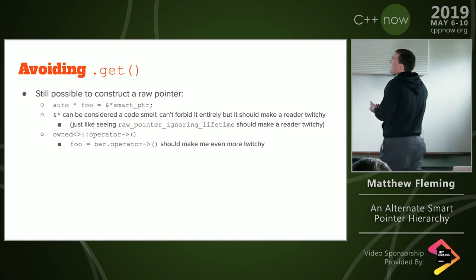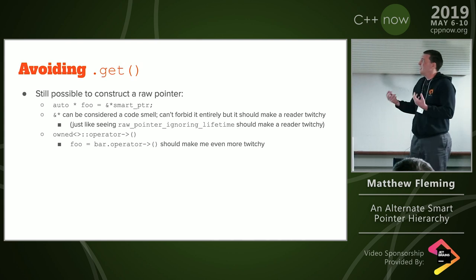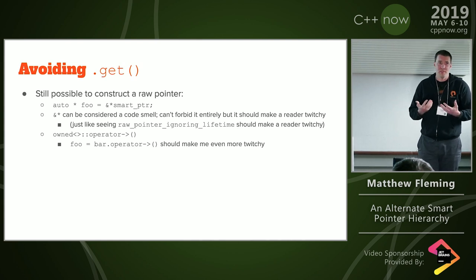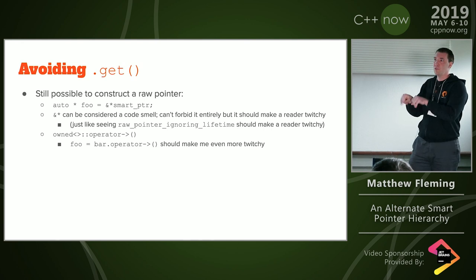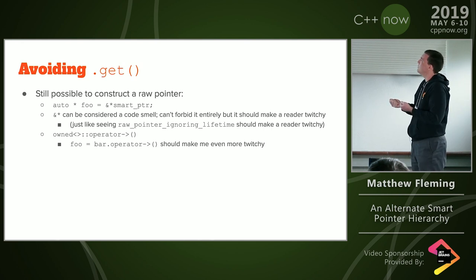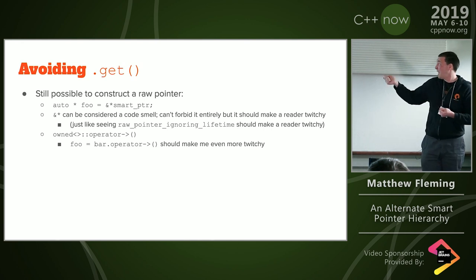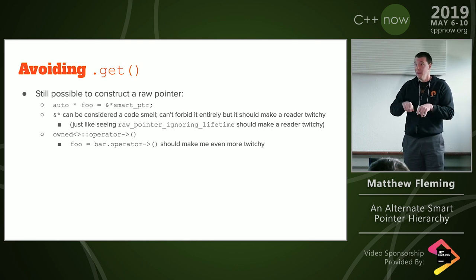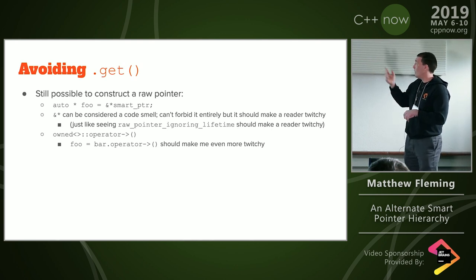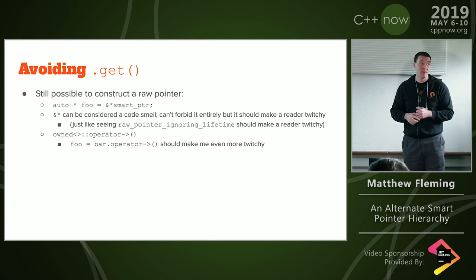There are other ways to get a raw pointer. I can say ampersand star. That probably should feel like a code smell too. That's not a thing you type too often. When I see a bunch of symbols mashed together, I start wondering if I'm doing something wrong. You can explicitly call operator arrow paren paren and not just use the dereference operator, but that should also make me twitchy if I see that in code.